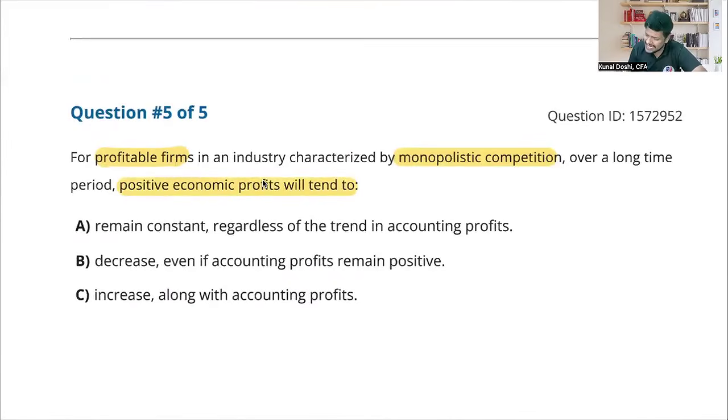For profitable firms in an industry characterized by monopolistic competition over a long period, positive economic profits will tend to remain constant, decrease, or increase. First of all, under monopolistic competition, can you make economic profits forever? No. Under perfect competition and under monopolistic competition, you cannot make economic profits forever. So will they remain constant? No. They will decrease even if the accounting profit remains positive. Why so? Because there are no barriers to entry. So as soon as there are profits, new firms will enter and capture the economic profit. Understood? So economic profit will decrease.